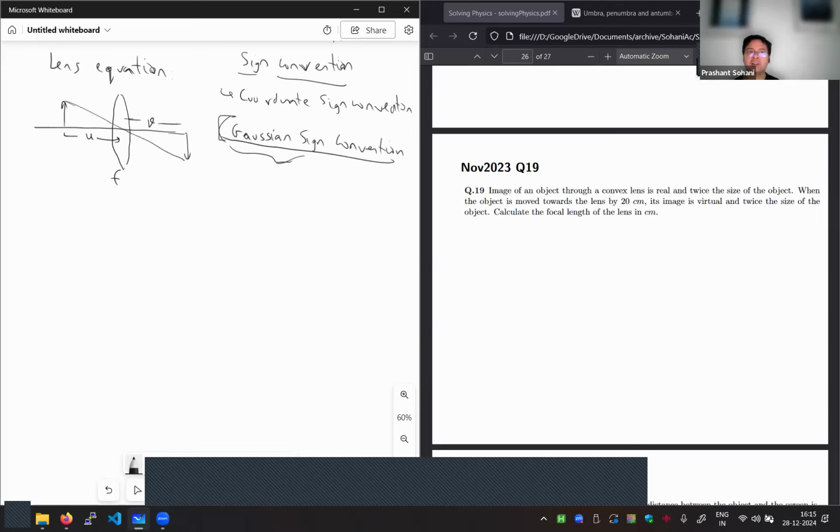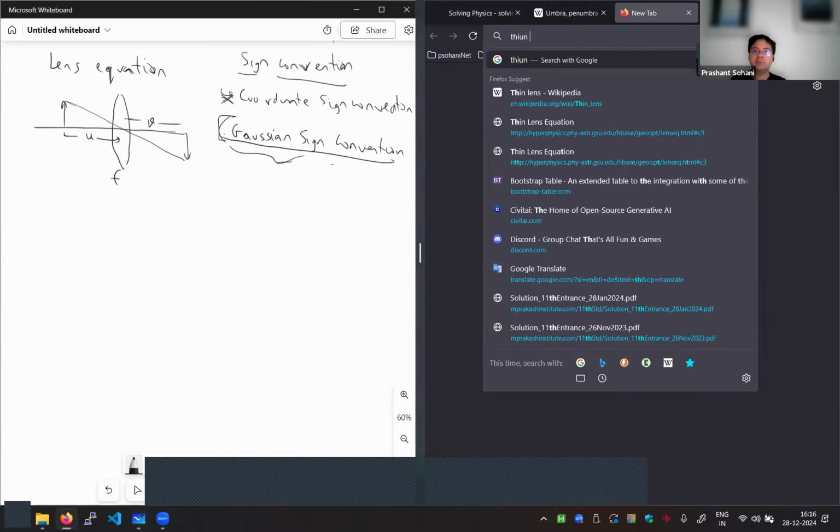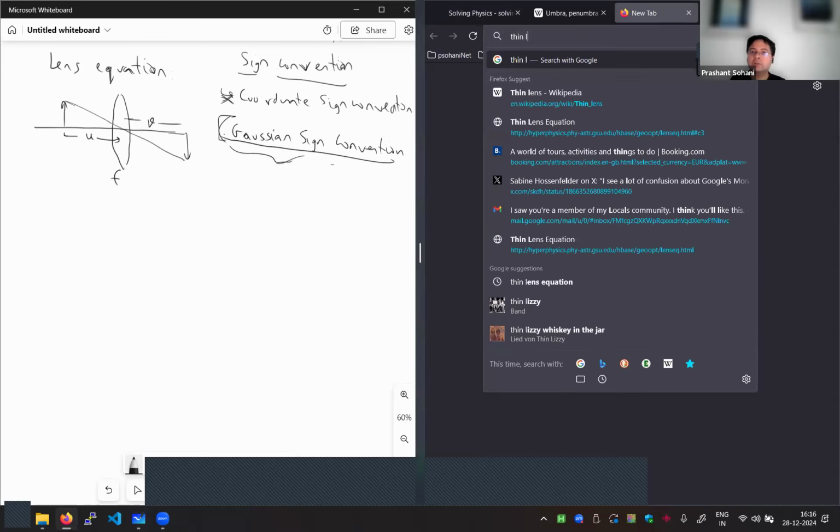In your 11th and 12th standard, you are going to use the Gaussian sign convention, not the Cartesian or coordinate sign convention that you learned at school. So don't get confused about why the sign is different. Because the convention is different, the formulas are also different. All of this is given online. If you just go to thin lens equation.